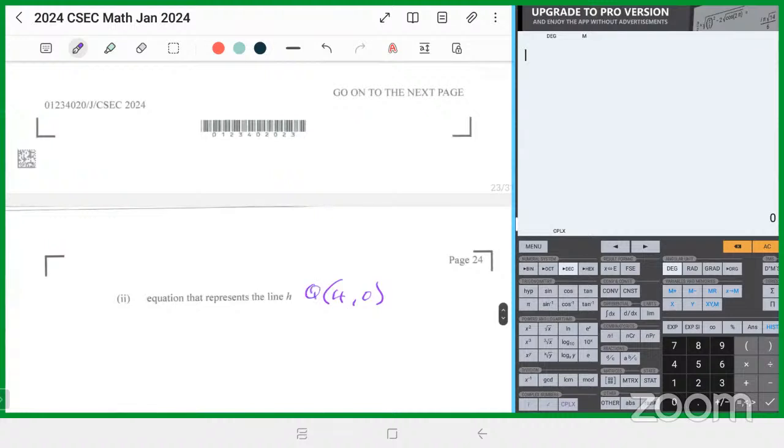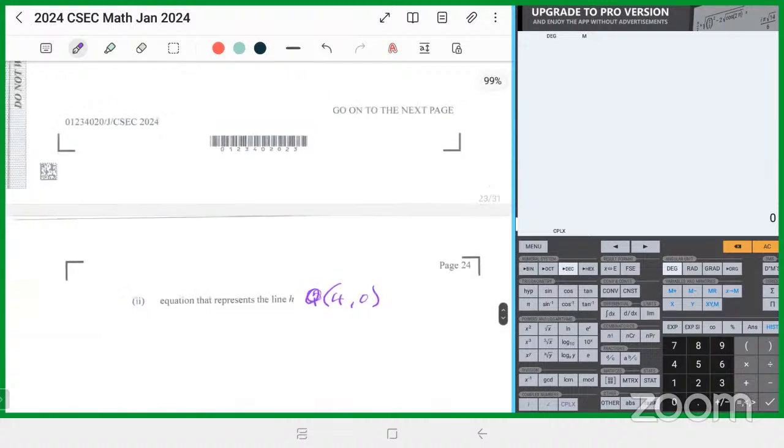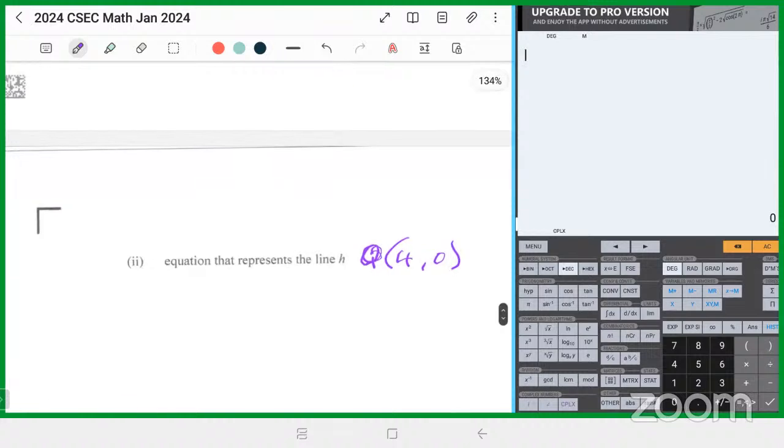And since we know the point, we also need to know a gradient. To find the equation of a line, we need a gradient and a point. So we have the point already. This time it's not the y-axis intercept. But the gradient, because they are perpendicular, the gradient of H is -1 over the gradient of G. That's why this is so.